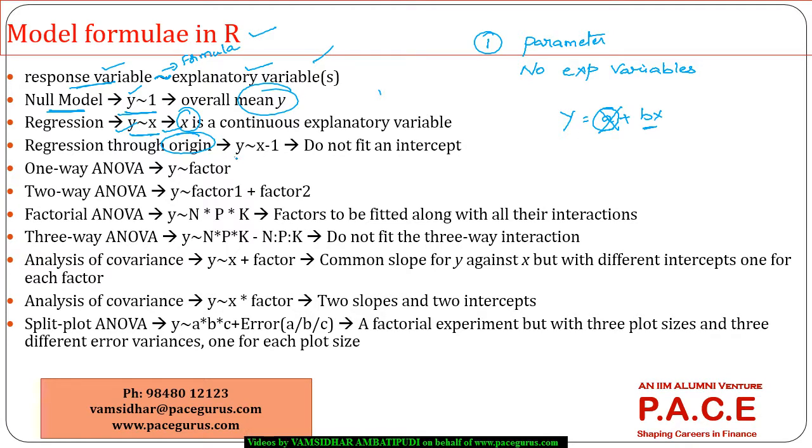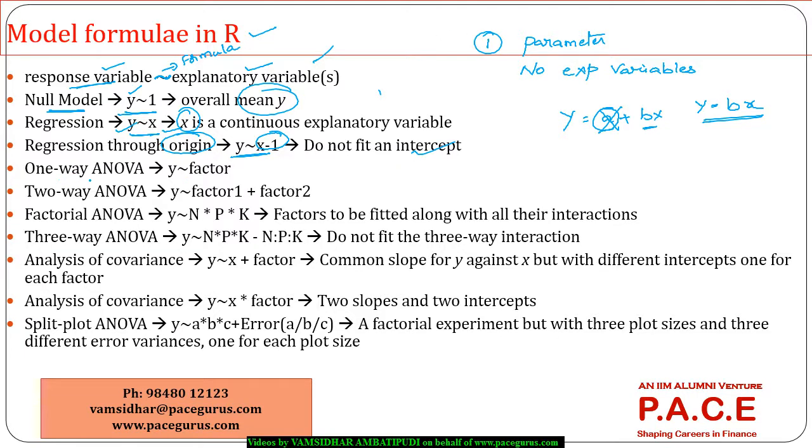So we will set the model as y tilde x minus 1. Here x is the x variable, and minus 1 says don't fit the intercept term. So the model becomes y equal to bx. In that case, it is called a regression through the origin. We are not fitting the intercept to the model.